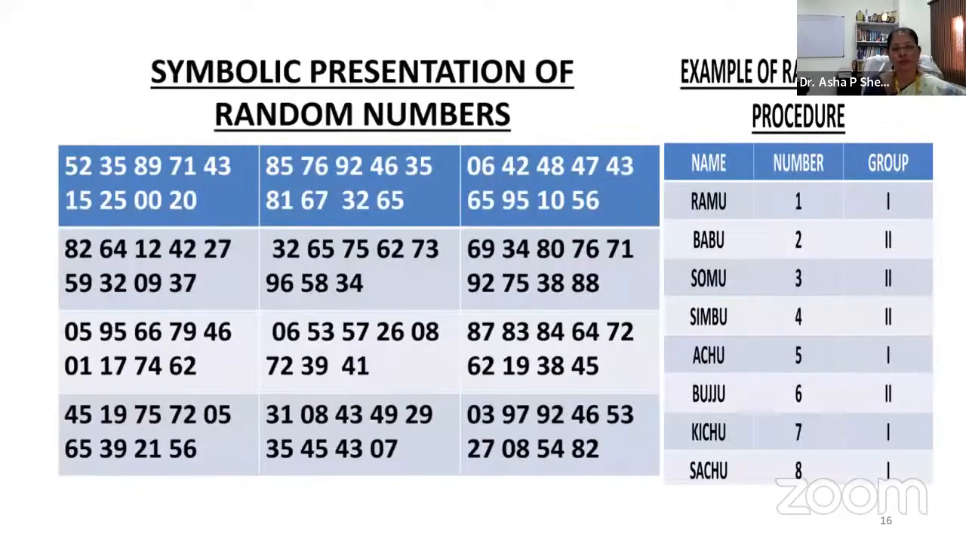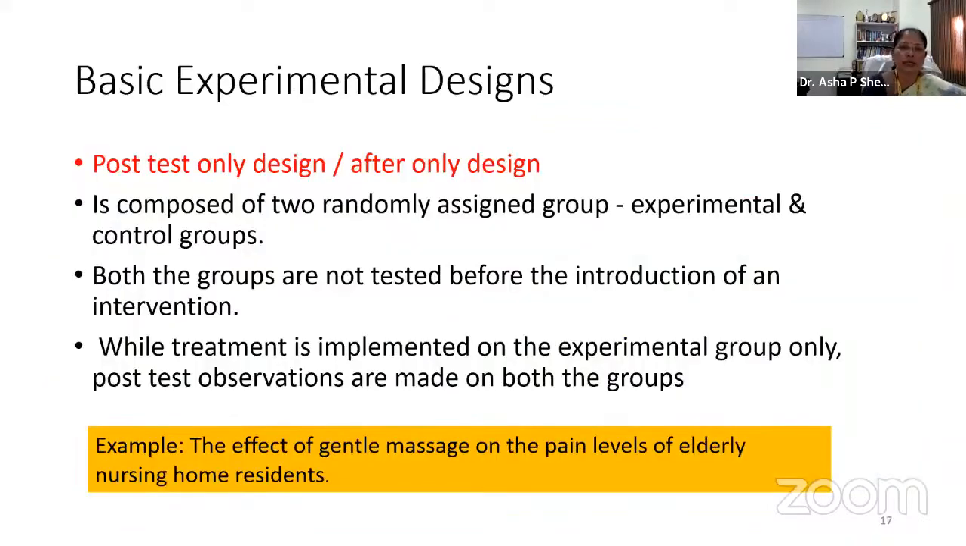This is only the symbolic representation of the random numbers. I'm sure you are aware of it, okay? So let's move on to the basic experimental designs, or the true experimental designs. The first one is the post-test only design. In some books, you may also find it called after-only design.